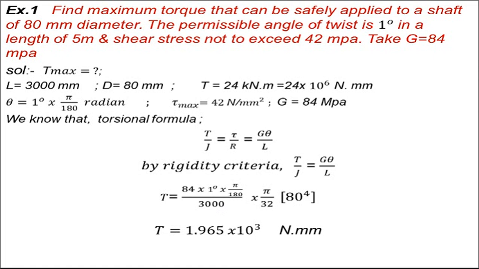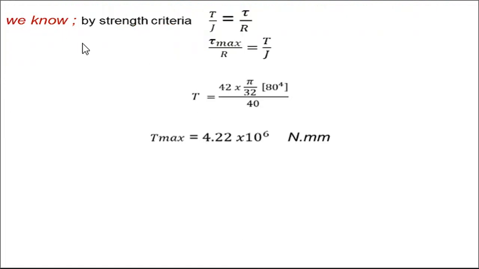Let us find the torque by the strength criteria. By the strength criteria we have the formula T upon J is equal to tau divided by R, where tau is the maximum shear stress. Tau value is 42 Newton per mm square, J is pi by 32 into 80 raised to 4, divided by 40, which is the radius of the shaft. After solving, we get the torque 4.22 into 10 raised to 6 Newton mm.